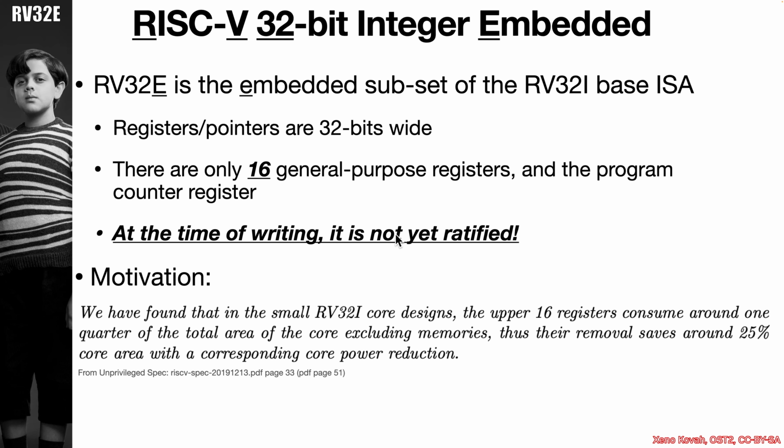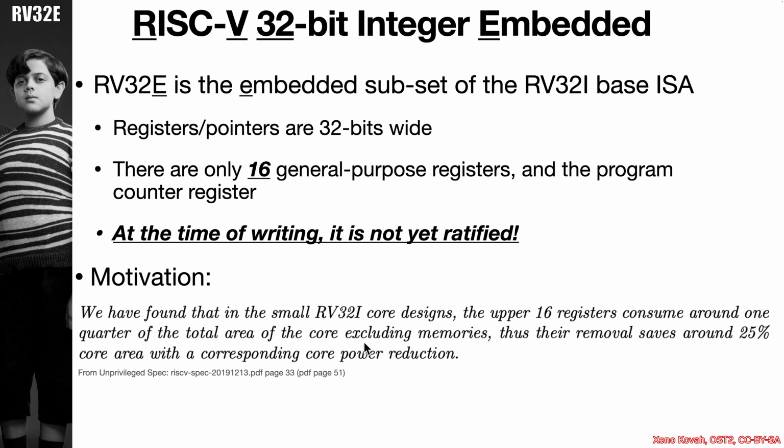In the RV32E embedded ISA, you still have 32-bit registers and pointers, but the key thing is that they cut it down from having 32 general-purpose registers to having only 16. Now, at the time of writing and recording this class, this is not yet actually ratified, but it's generally understood that it'll behave basically the same as RISC-V 32-bit I, and then they just have fewer registers.